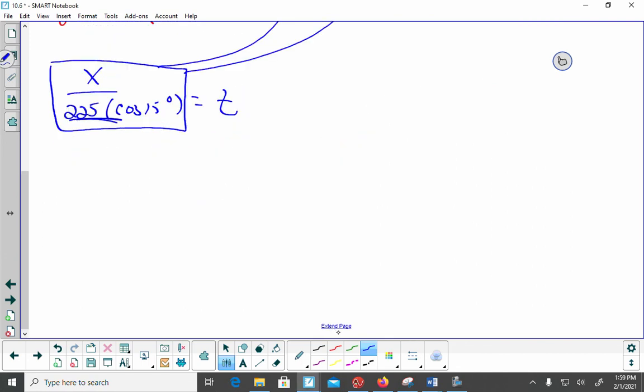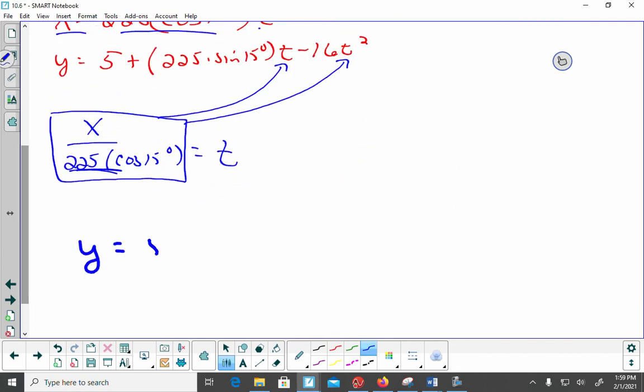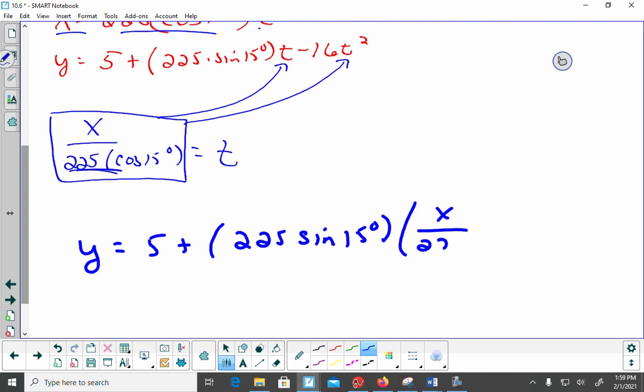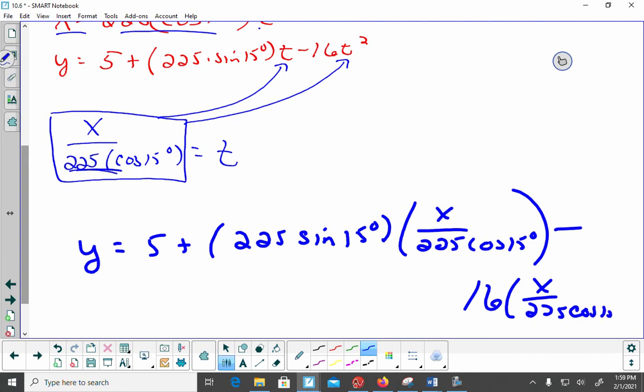I'm going to do y is equal to 5 plus 225 sine 15 degrees times x over 225 cosine 15 degrees, minus 16 times x over 225 cosine 15 degrees.